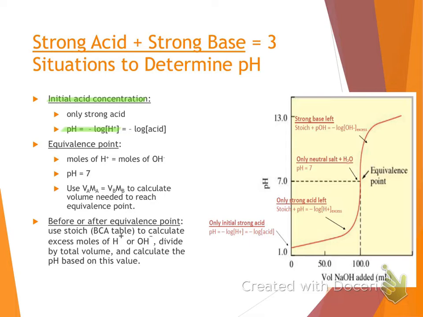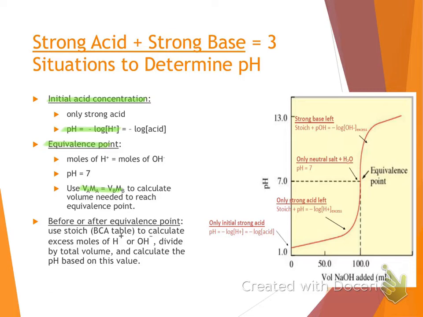The second situation where we would need to determine the pH is the equivalence point, and that one's really easy. Once we know we're at the equivalence point, our pH is just going to be 7 because all we have is our neutral salt and water. We can still use MAVA equals MBVB to calculate that equivalence point and the volume we need to reach it.